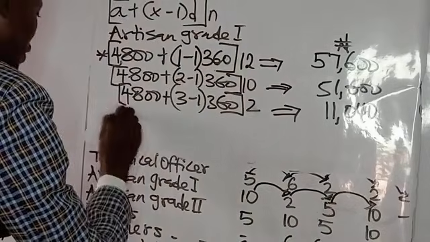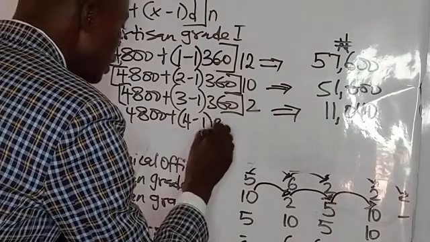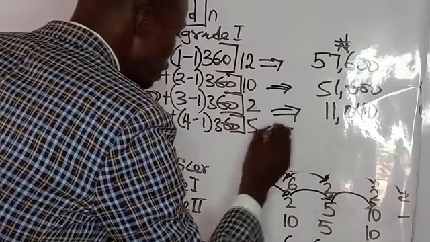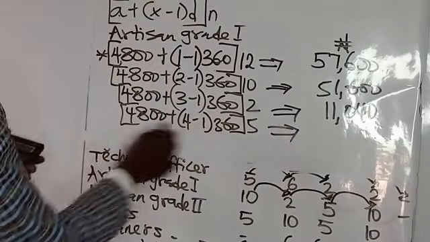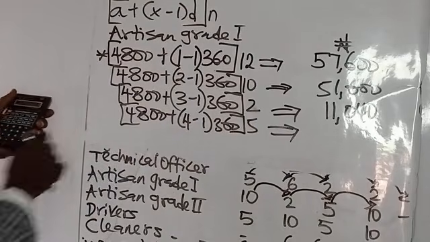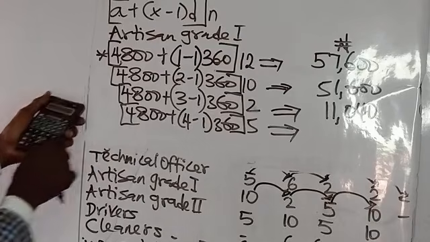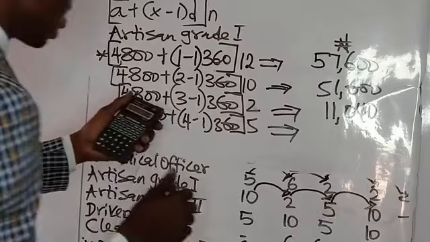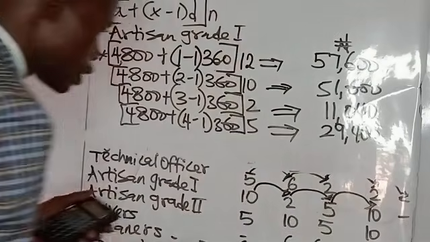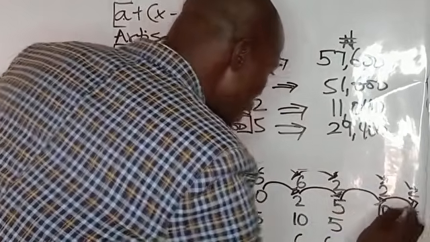Then 5 people are in step 3 who will now be moving to step 4. So we have 4,800 plus step 4, 360, all multiplied by 5 employees. So 4 minus 1, 3. 3 times 360, we have 1,080 plus 4,800. We have 5,880 times 5. That is 29,400.